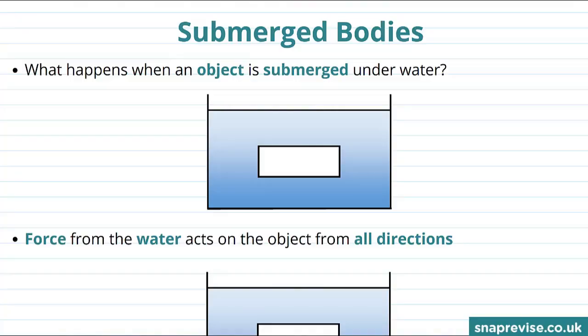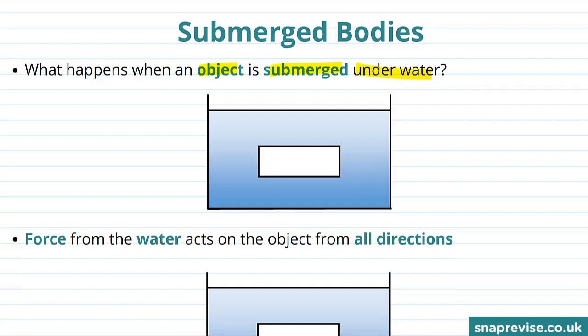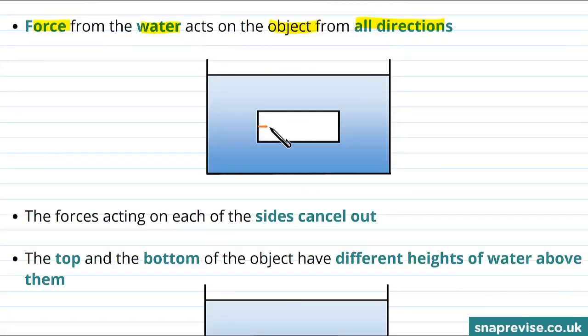Okay, so let's talk about what happens when an object is submerged underwater. And for now, the object that we've submerged is going to be this white block here. Now, the important thing to remember is that this water has pressure, and whenever the pressure sees a boundary, it exerts a force. So force from the water is going to act on the object from all directions. So this box is going to feel a pressure from all four sides.